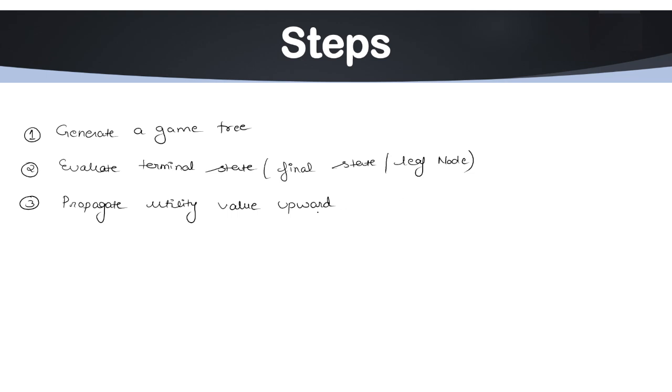Propagate utility value upwards. That means we have to pass the score, or we can say we have to pass the value from the terminal, that is from the leaf node, to the root node to decide the best move to get the optimal solution, right? At the fourth step, that is your final step, here we have to select the optimal move. Optimal means best as per the particular condition, situation, whatever we want to say, right?